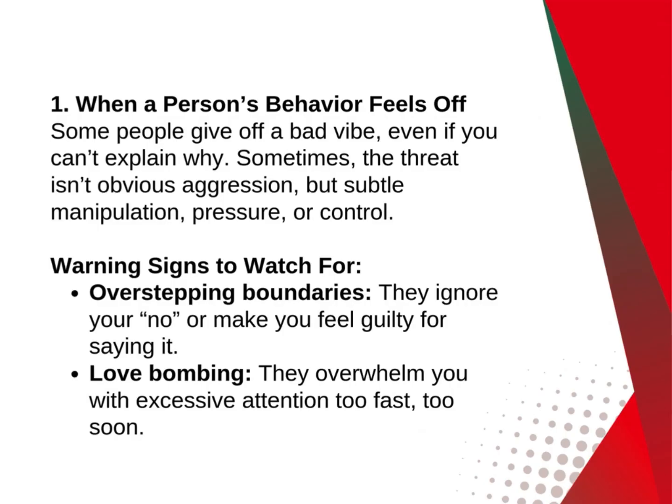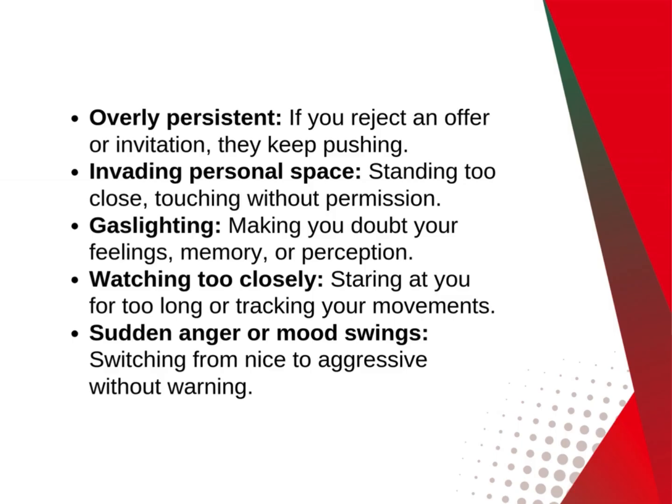Warning signs to watch for. Overstepping boundaries. They ignore your no, or make you feel guilty for saying it. Love bombing. They overwhelm you with excessive attention too fast, too soon. Overly persistent. If you reject an offer or invitation, they keep pushing. Invading personal space. Standing too close, touching without permission. Gaslighting. Making you doubt your feelings, memory, or perception. Watching too closely. Staring at you for too long or tracking your movements. Sudden anger or mood swings, switching from nice to aggressive without warning.